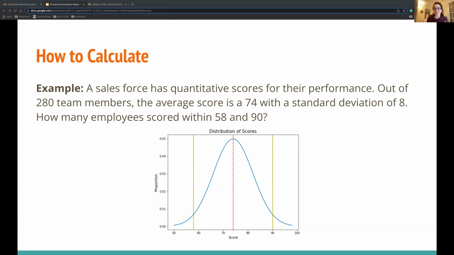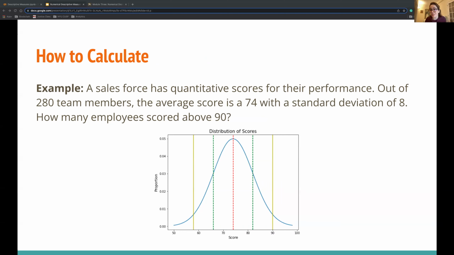And using Chebyshev's theorem, we would say k equals 2, and we would have 1 minus 1/2 squared, which equals 75%. So in other words, at least 75% of all the scores for the sales force fall between these intervals. So out of 280 team members, 210 of them would score within 58 to 90. And you would have some that really exceed this and some that fall below this interval. But again, those are smaller tails. So there's not as many employees that scored outside of this middle chunk.